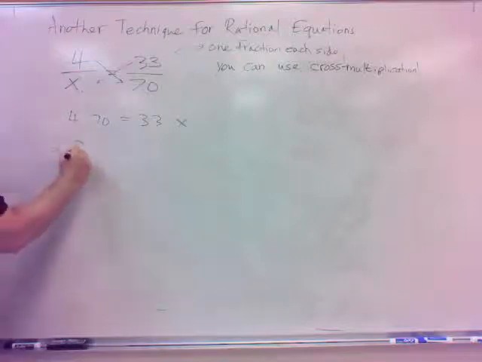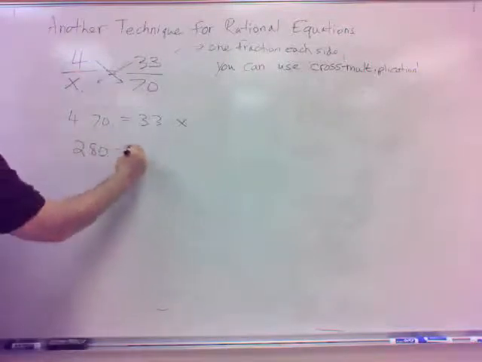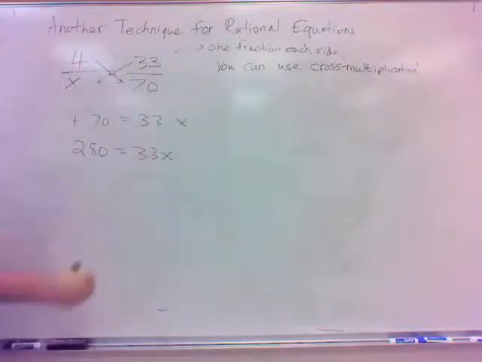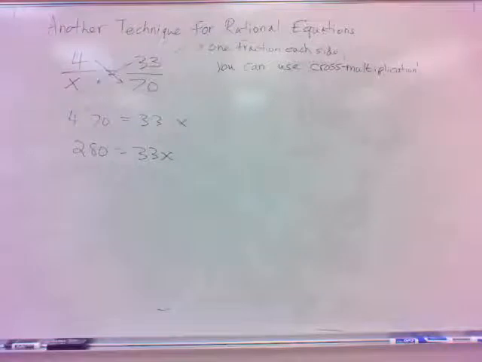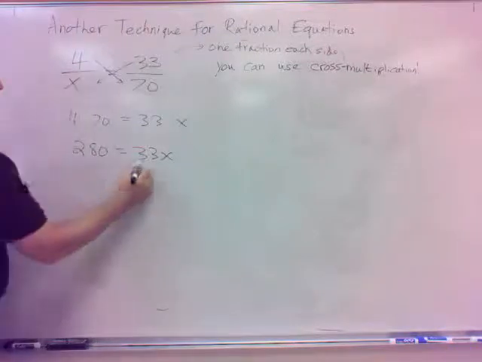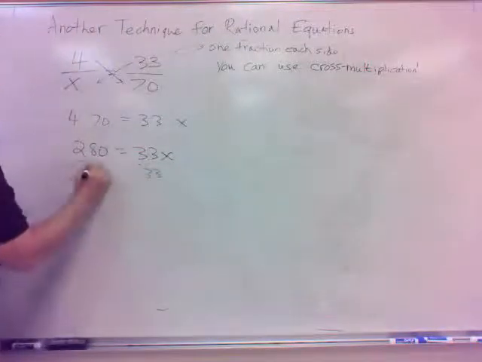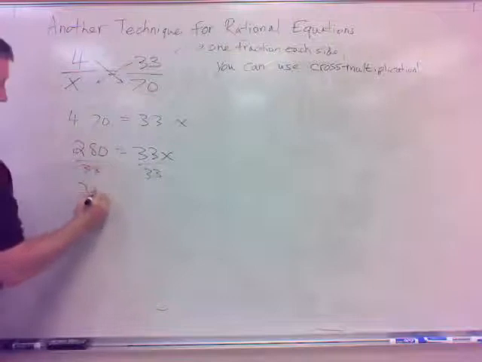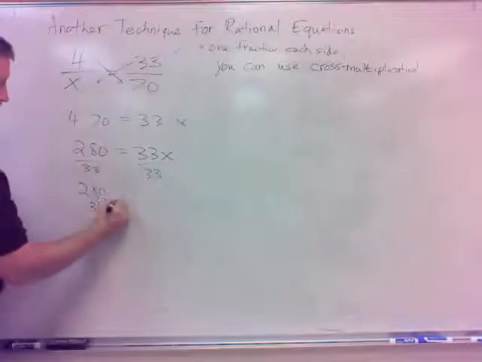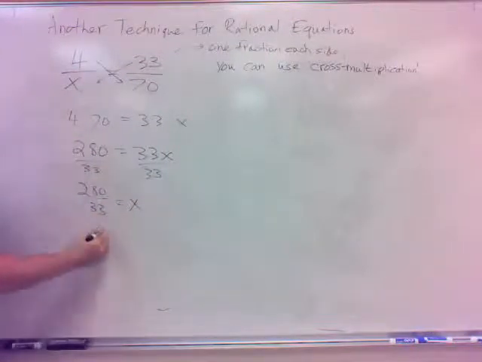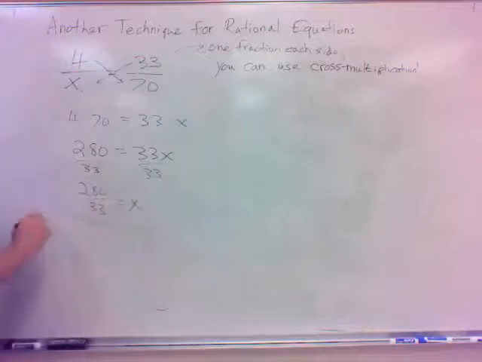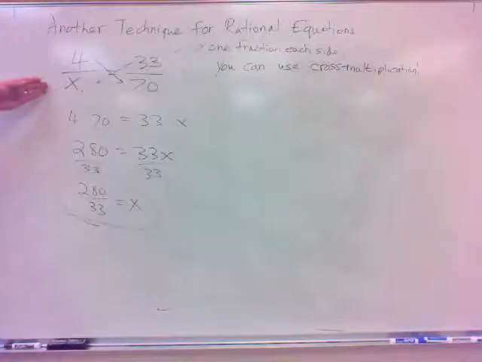4 times 70 is 280. 33 times x is 33x. That's just a simple, nice little equation. All you have to do is divide off 33. 280 divided by 33 does not simplify, I don't believe. We're done. Is it an excluded value? X is 0 would be excluded, so 280 over 33, by all means, is not excluded. So that's our answer. Okay?